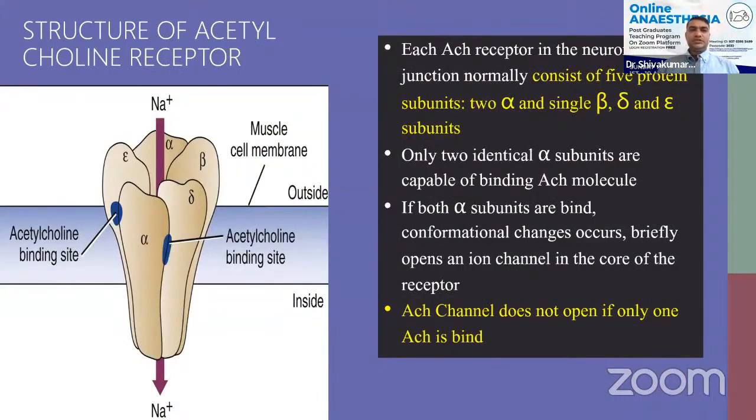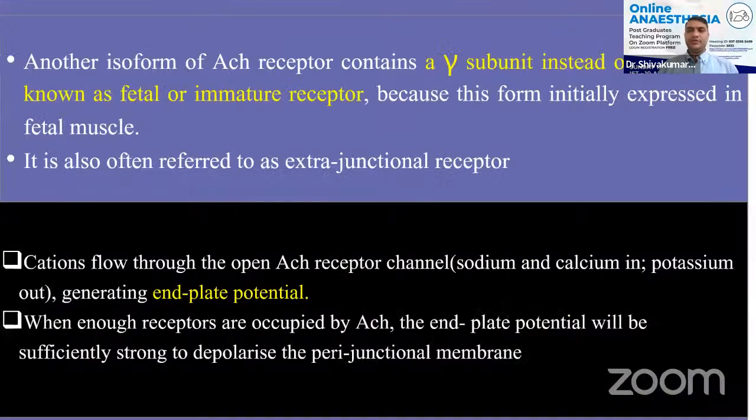Each acetylcholine receptor in the neuromuscular junction normally consists of 5 protein subunits: 2 alpha subunits, and beta, delta and epsilon subunits. This is the mature or normal acetylcholine receptor. Only the 2 identical alpha subunits are capable of binding to the acetylcholine molecule. If both alpha subunits are bound, then a conformational change occurs which opens the ion channel, allowing sodium and calcium to enter and potassium to go out. The channel does not open if only one alpha subunit is bound by acetylcholine. So 2 acetylcholine molecules have to bind to the alpha subunits.